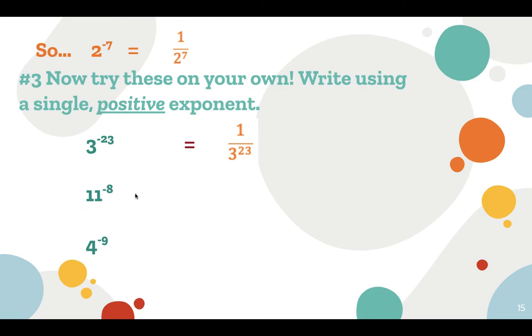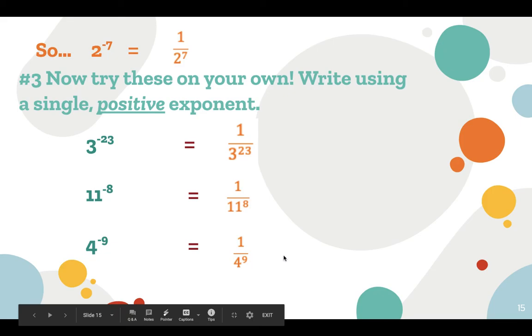11 to the negative 8th should tell us we want to flip it, and it becomes 1 over 11 to the positive 8. In our last one, 4 to the negative 9th, we are going to flip it, so it becomes 1 over 4 to the positive 9th.